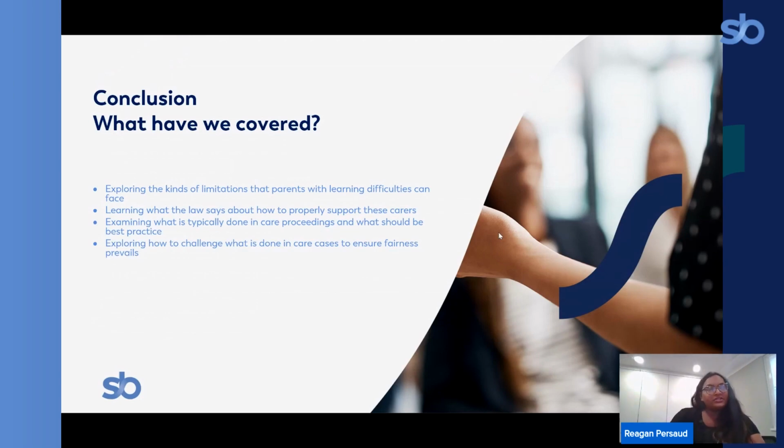And then just looking at what we covered today, we explored the kinds of limitations that parents with learning difficulties can face. We looked at PAMS assessments, for instance, parenting assessment model, the kind of things that can be done and is normally done in care proceedings. We've looked at what the law says about how these parents should be supported and what the process should look like for them, not just in terms of assessments, but also in terms of what the courtroom should look like for them. And we've looked at the ways that you as an advocate can challenge matters and what guidance you can rely on. For instance, the practice guidance from 2016, which has been updated in 2021.